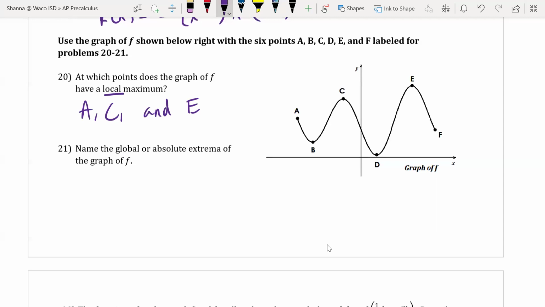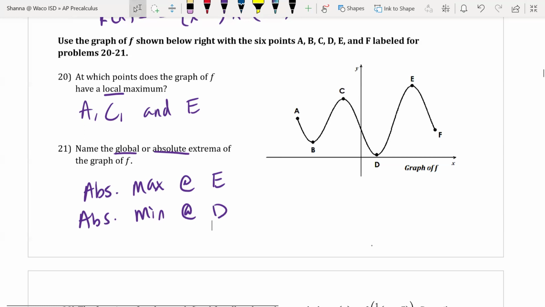Now, it says global or absolute. So your absolute extrema. Your absolute max is what? E. And your absolute minimum is? Make sense? Are we good with vocabulary? Are we good with extrema?